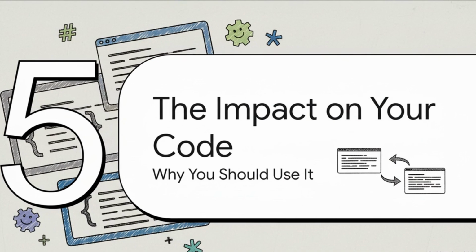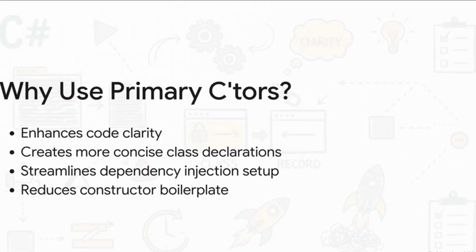Okay, so we've covered the what, the how, and the super important differences. So let's wrap this up by talking about the why. Why should you actually start using this in your projects like today? The benefits are just so immediate. Your class declarations become way more concise instantly. Your code is clearer because the class's dependencies are listed right at the very top. And like we said, for dependency injection setups, oh, it's a total game changer.